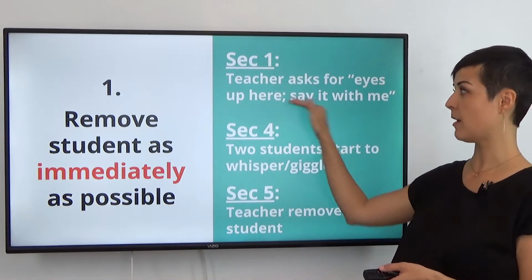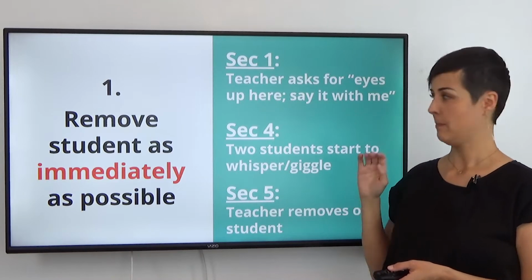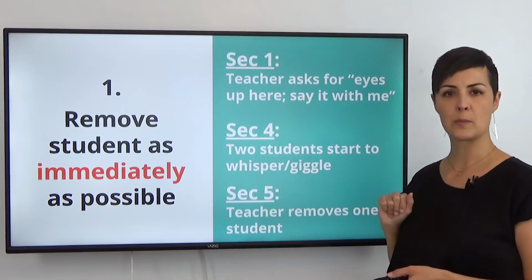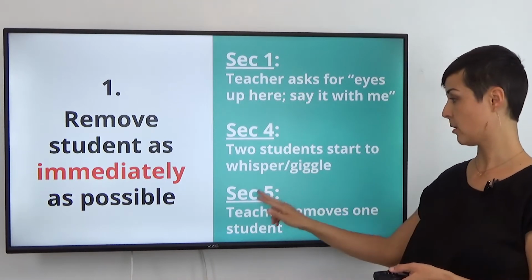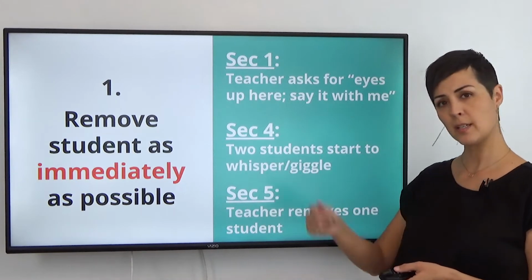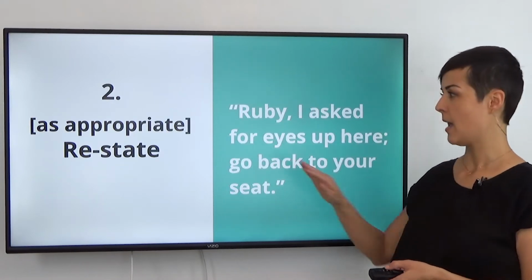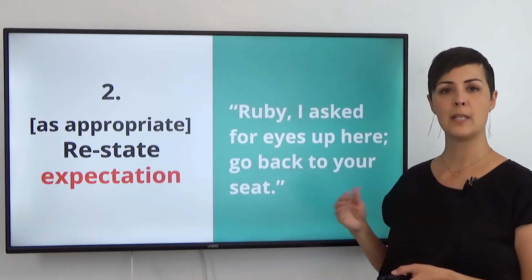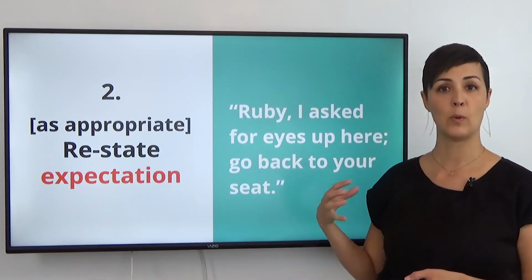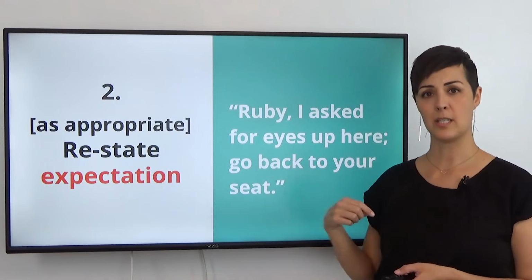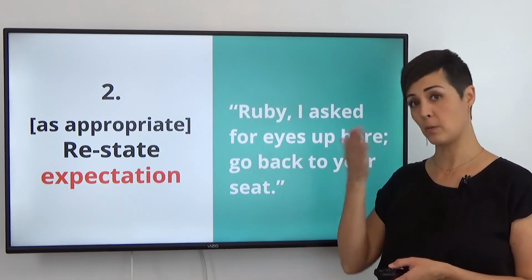Okay, so second one, I've asked for eyes up here. Say it with me. Let's suppose by the 4th second that these 2 students start to whisper and giggle again. So in my 5th second, the very next second, I'm going to remove one of those students. And as appropriate, I'm going to restate my expectation with the removal. Ruby, I asked for eyes up here, go back to your seat. So what was the expectation? It was eyes up here.